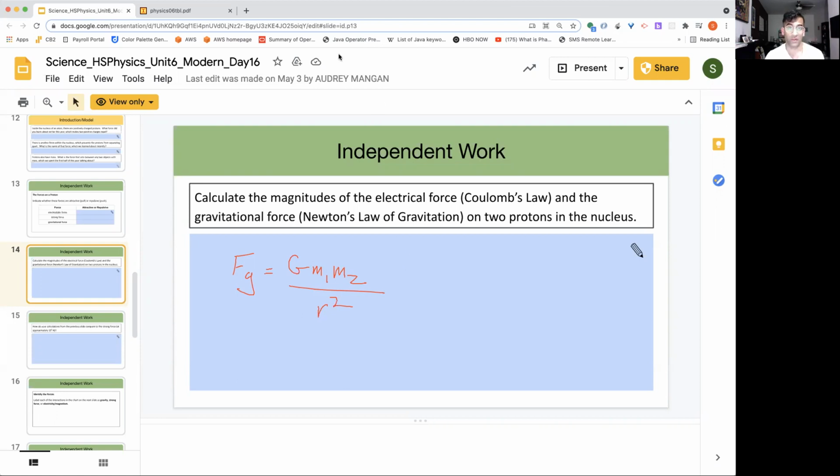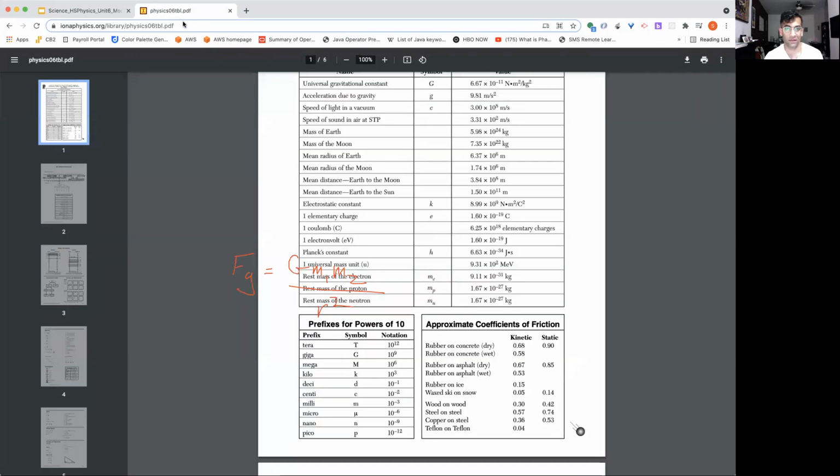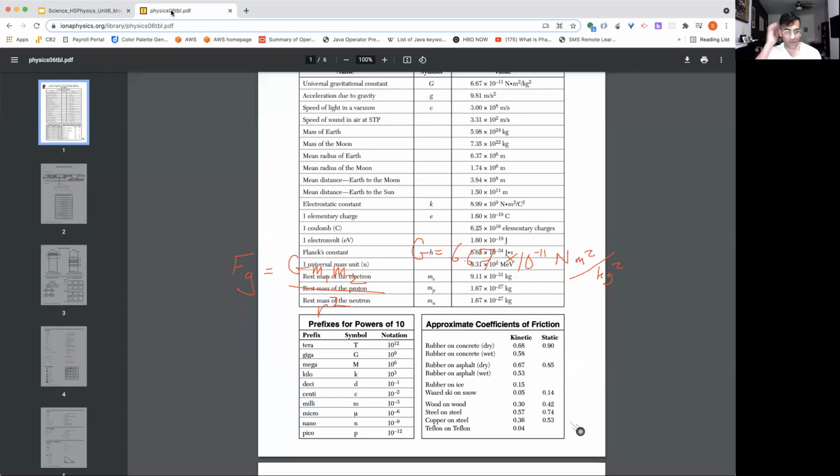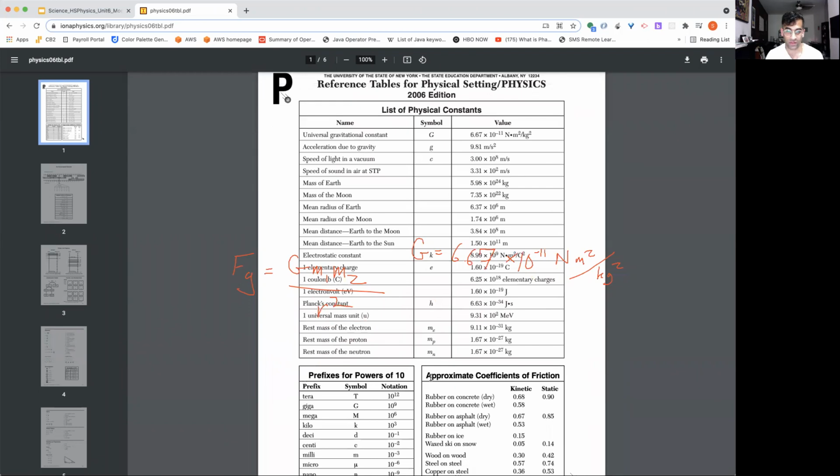All right, and so capital G is our universal gravitational constant. If you look here, it's 6.67 times 10 to the negative 11th Newton meter squared per kilogram squared. So capital G equals 6.67 times 10 to the negative 11th Newton meter squared per kilogram squared. Now we need the mass of a proton. I cited it before incorrectly as the charge of a proton. If we look at the rest mass of the proton right here, scroll up so we can see that a little bit easier. We have 1.67 times 10 to the negative 27th kilograms.